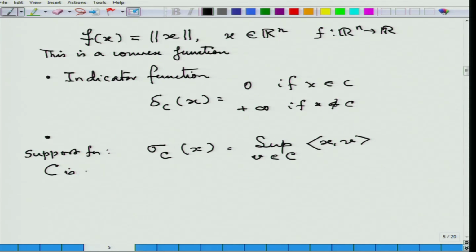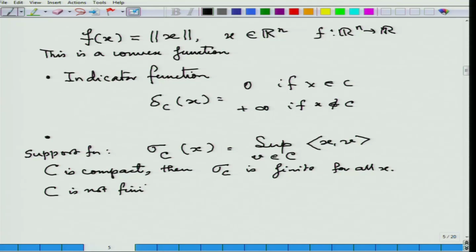Now, if C is compact, that is closed and bounded, then just note a very simple fact. Because this is a continuous function over a compact set, the value would become finite. The supremum would be finitely attained. This is a very fundamental fact from optimization. C is compact, then... but what happens if C is not compact? That is the question. Very sorry, if C is not compact, sigma C may take the value infinity.